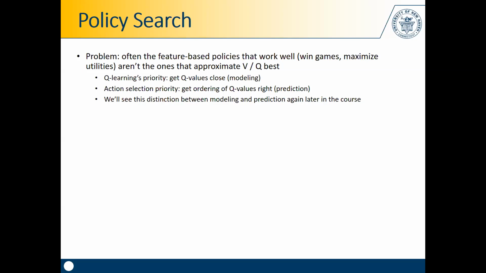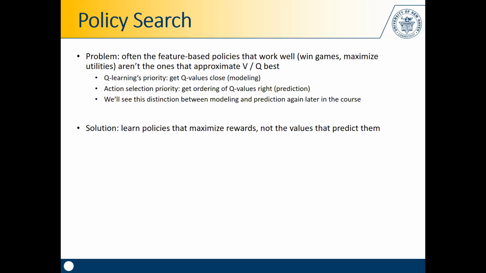So it's not necessary for the values to be very close to the actual observations, as long as the ordering of the values for each action is correct, that should suffice in finding the optimal policy. What do I mean by ordering? I mean the action which gives the highest Q value remains the highest even if its estimated value is not accurate. We'll see this distinction between modeling and prediction again later in the course when we get to machine learning.